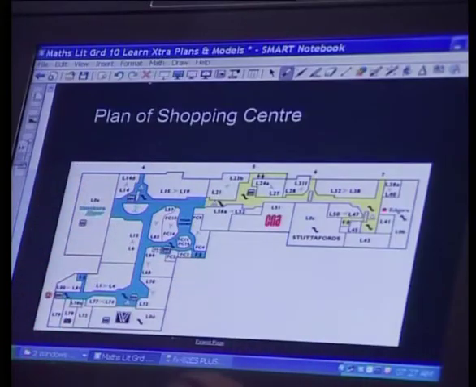mall. The layout of this plan also gives you the actual pathways along which to walk and shows you sort of the directions that you need to follow so that you can make your way around the mall and find those shops that you're interested in visiting.